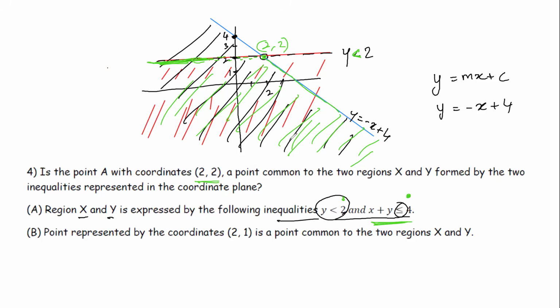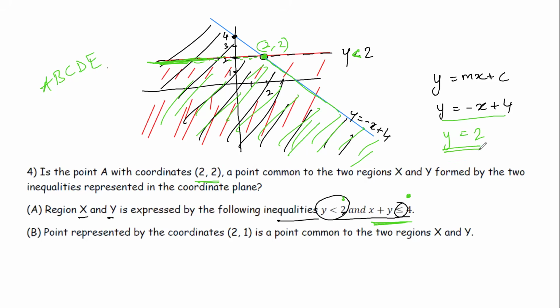So is the point A with coordinates 2 comma 2 a point common to the two regions X and Y? From statement A, the answer is a clear no, because out here on the side, obviously my drawing was accurate enough to make it pass through the point 2 and 2. So we'll double check with equations. This is my equation out here, and this is my y equal to 2 equation.